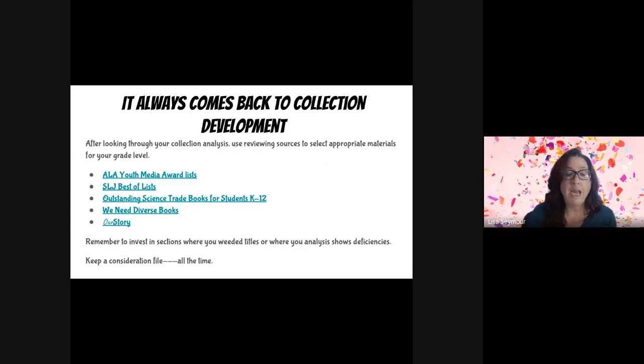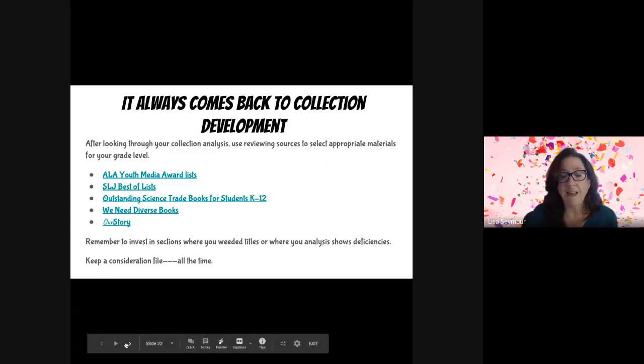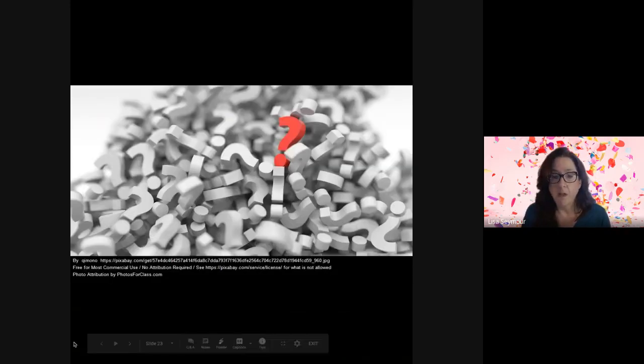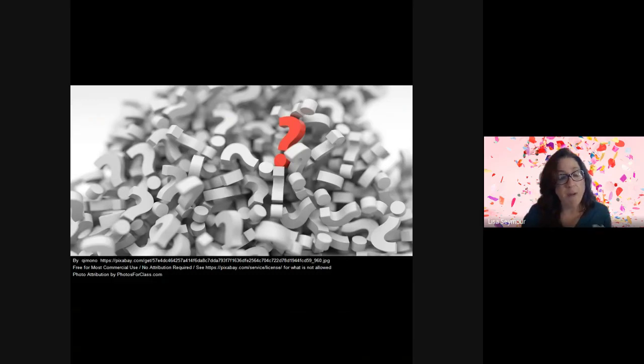And keep a consideration file at all times. I always had a purchase list going in Mackin and one in Follett or the vendor of your choice, so that when you hear about a book that you really want for your library, it's on that list. And when you have money, you're ready to go and spend that money. And it takes a lot less time because you've been doing the collection development all along. So I'm going to pause here. I went really fast, 15 minutes, quick, down and dirty inventory, but I'm going to take questions.